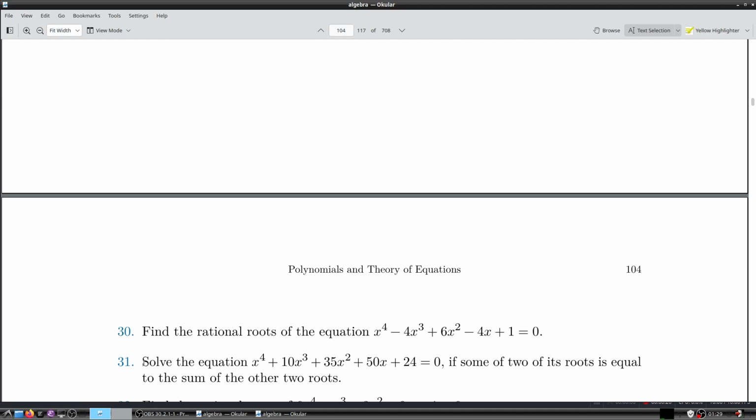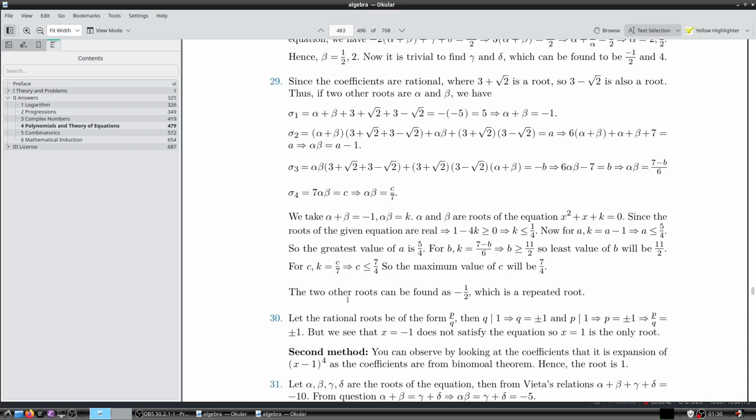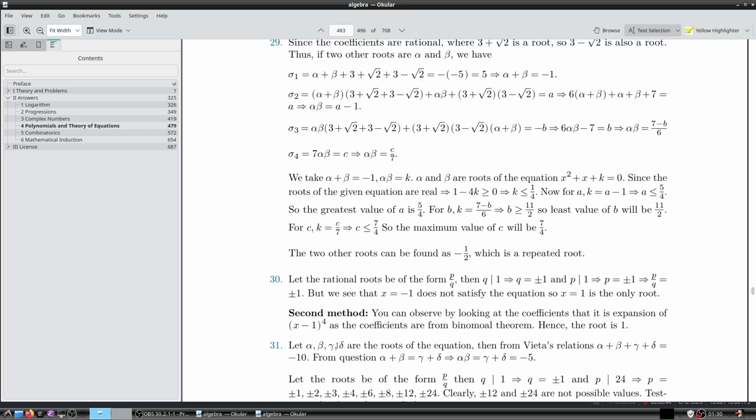Question 31 says: solve the equation x to the power 4 plus 10x cubed plus 35x squared plus 50x plus 24 is equal to 0, if the sum of two of its roots is equal to the sum of the other two roots. So we have four roots, alpha, beta, gamma, delta. We let those be the roots. Then from the beta's relationship, we have alpha plus beta plus gamma plus delta is equal to minus 10. And from the condition, the sum of two roots is equal to the sum of the other two roots. So alpha plus beta is equal to gamma plus delta.